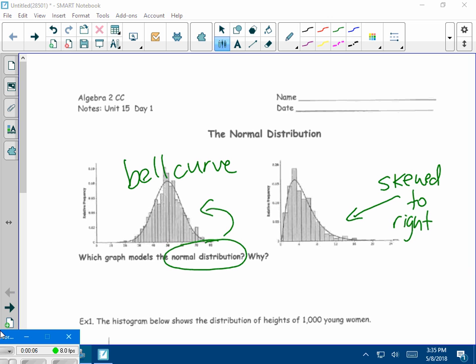This is a quick overview of Notes 15-1 for you guys. On the first page, that's just some fast review from yesterday. The idea that, when it's all mounded in the center, that's your bell curve, that's your normal distribution. If it trails off to one side, that means it's skewed one way or the other, or in this case, skewed to the right since the tail is on the right-hand side.